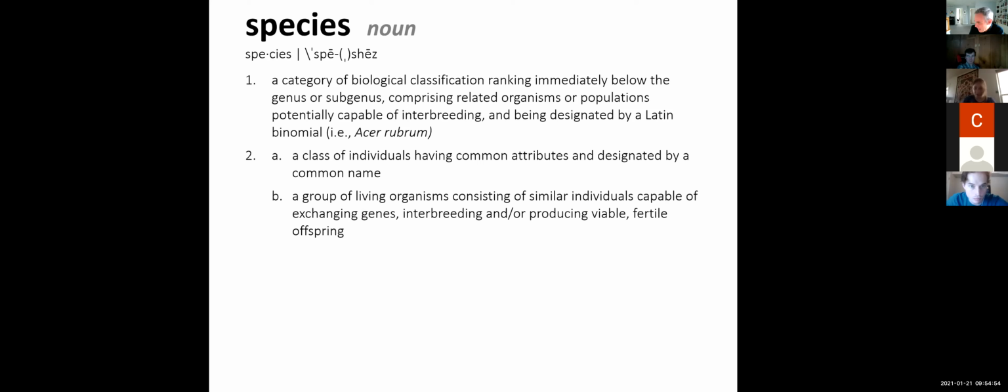Species can more simply be described as a class of individuals having common attributes and designated by a common name, or a group of living organisms consisting of similar individuals capable of exchanging genes or interbreeding and producing viable fertile offspring. So there's that interbreeding definition again that scientists use a lot to determine what organisms belong together in the same group. In this case, that is one of the definitions of what constitutes a species.